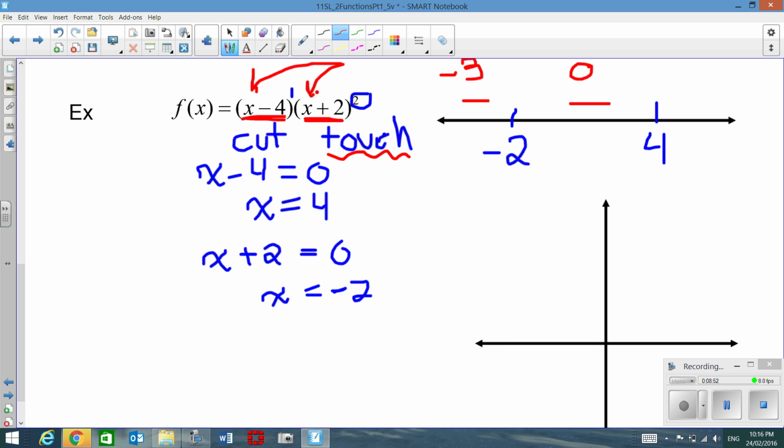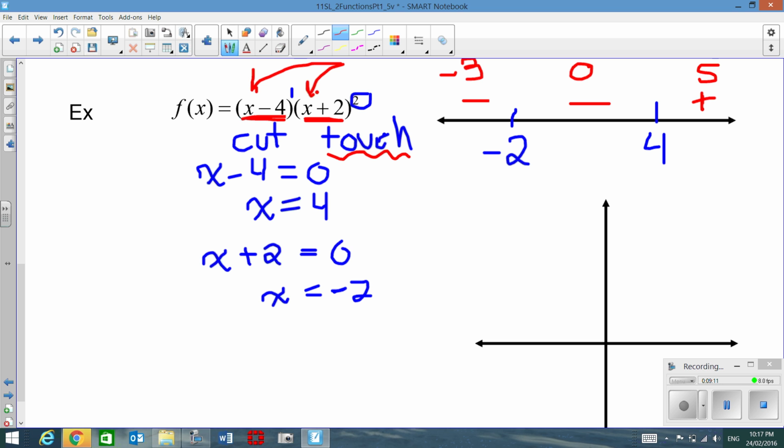And then after 4, let's choose maybe 5 as my test value. So 5, if I substitute that in, 5 minus 4 is 1. I am going to have a sign change because I cut through the x-axis here. So it makes sense that I come out to have a positive y value. Okay, so my function is positive or above the x-axis.